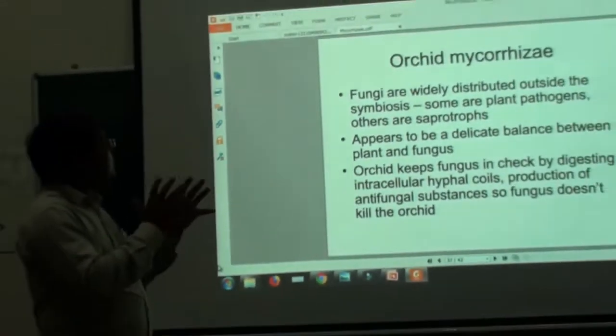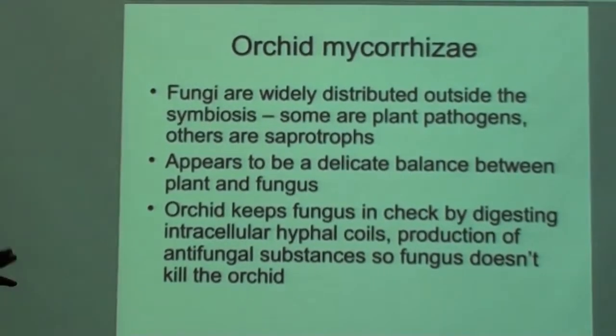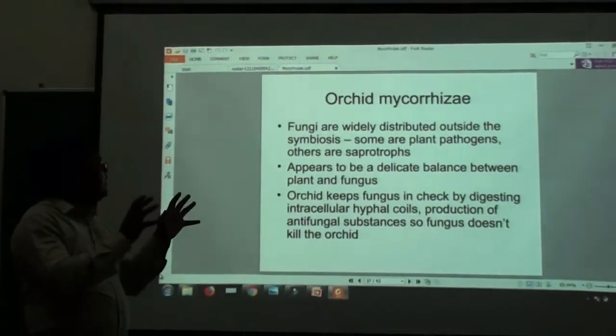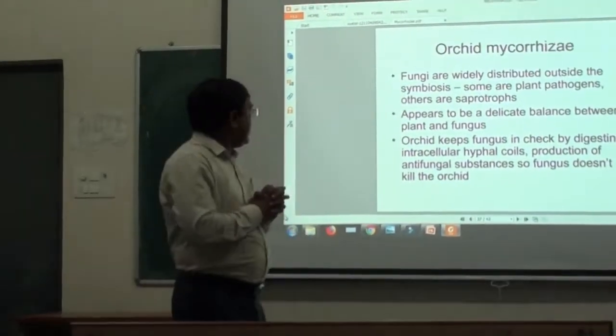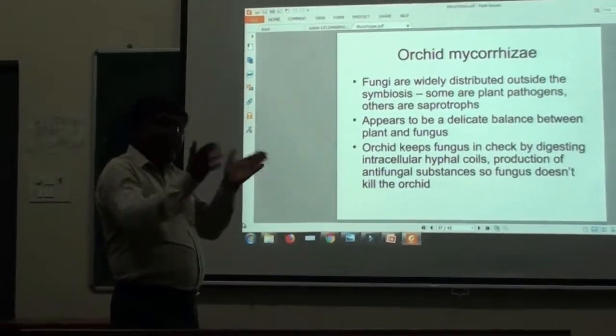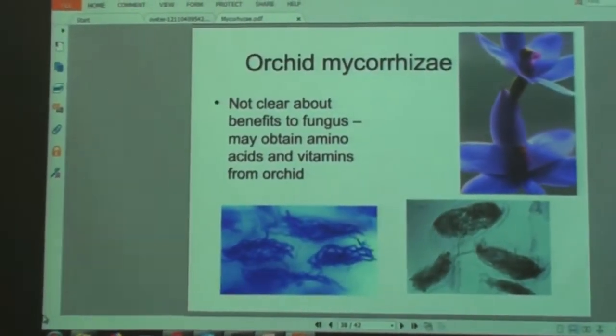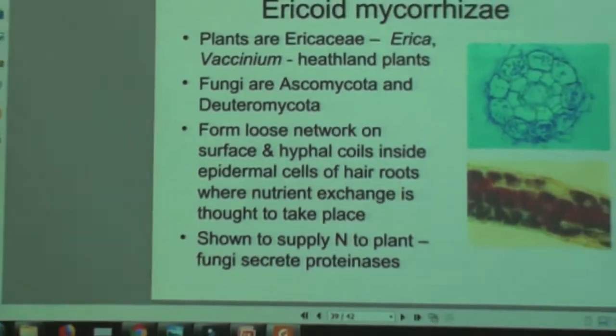Some of the fungi are widely distributed and live outside symbiosis. Here some are plant pathogens, others are saprophytes. Here pathogens and saprophytes appear to be a deliberate balance between plant and fungus. Another mycorrhiza is called ericoid mycorrhiza.